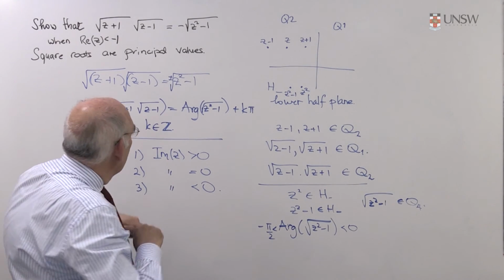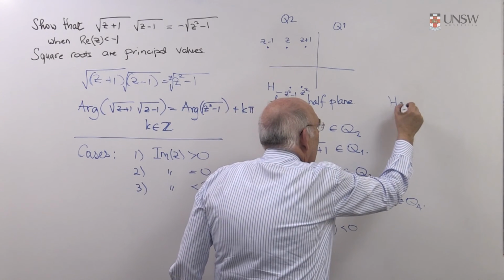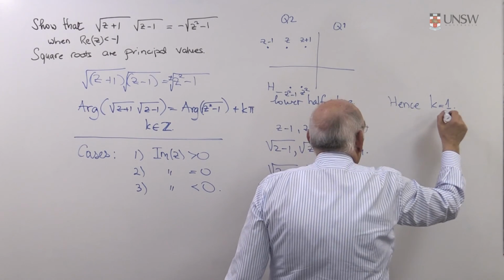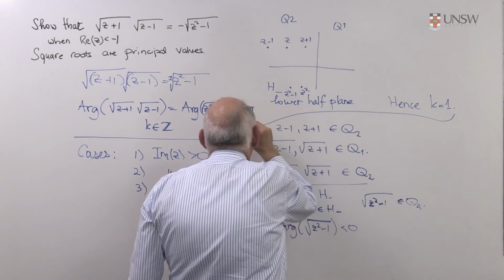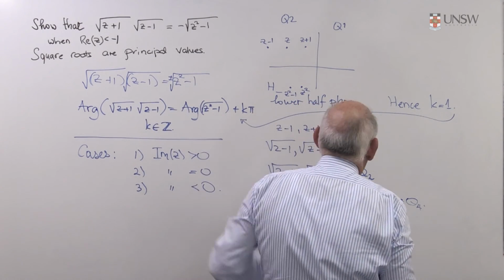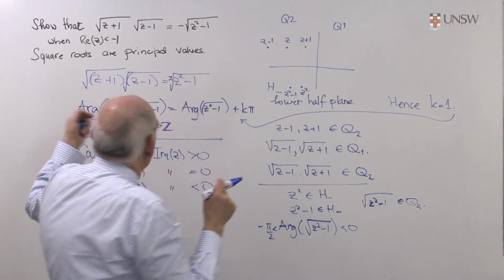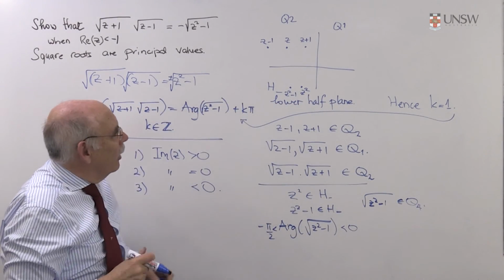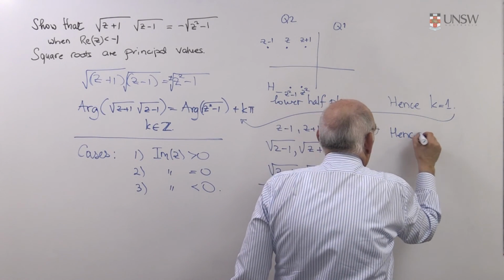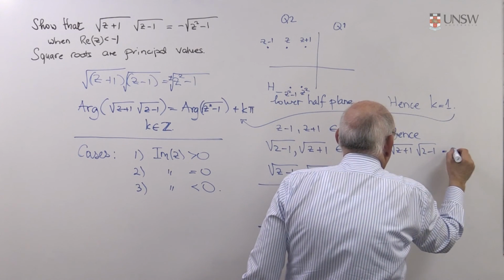And this means that hence k is equal to 1. That's the k from back here. The argument of this is equal to the argument of that plus pi. And then when I exponentiate and I take e to the i times the argument, I get an e to the i pi. And that says hence the square root of z plus 1 times the square root of z minus 1 over the square root of z squared minus 1 is equal to minus 1.